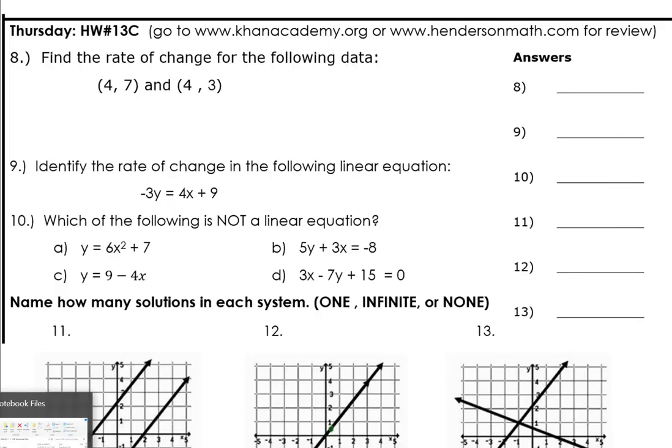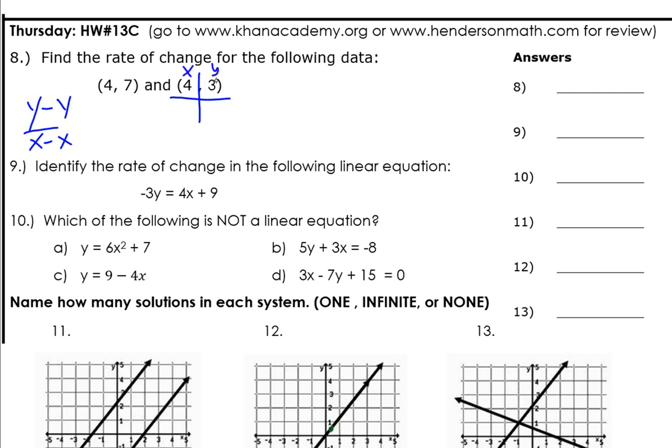Now for the review section. To find the rate of change from 2 points, you simply need to calculate y minus y over x minus x. And if you have 2 points, the easiest thing to do is create a mini table that lines up your x's and y's. I'm going to take this point and move it down here. Set up my subtraction fraction and put my y minus y here and my x minus x here. Be sure that if you start with y2, you start with x2. y2 minus y1, x2 minus x1.